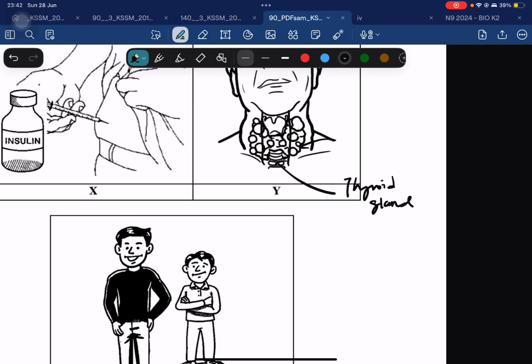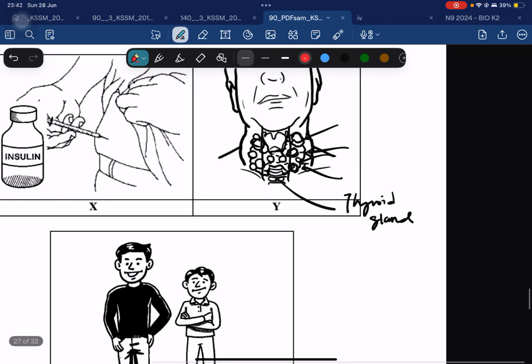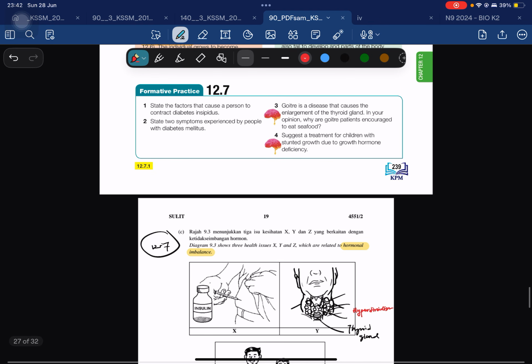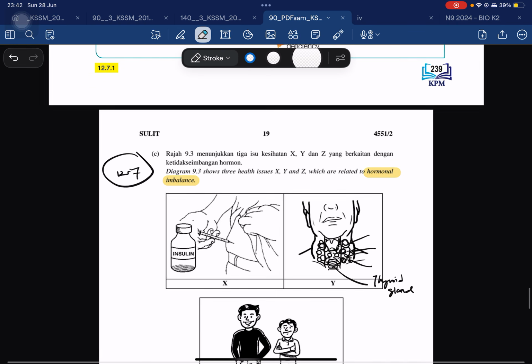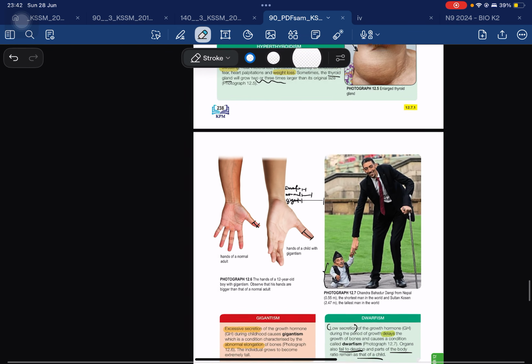gland, and you can see dia macam enlarge, betul tak? Dia ada benda-benda yang berada dekat bahagian tepi-tepi dia. So yang ini, kalau kita nampak gambar dia, kita pernah tahu dah dia adalah apa? Hyperthyroidism. Sorry, I misspelled, sorry for that.